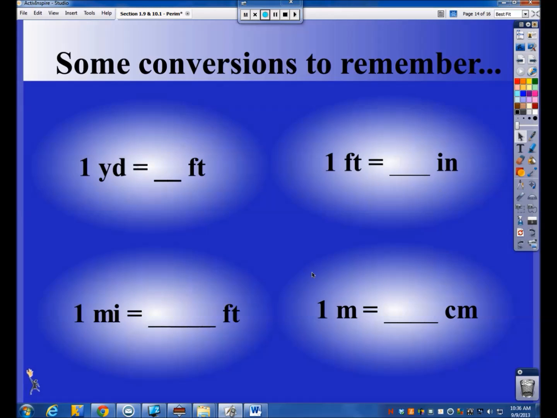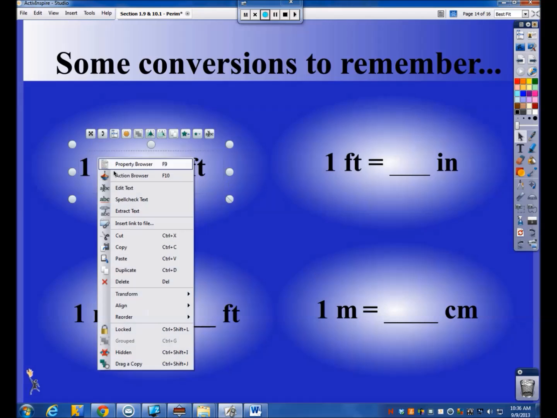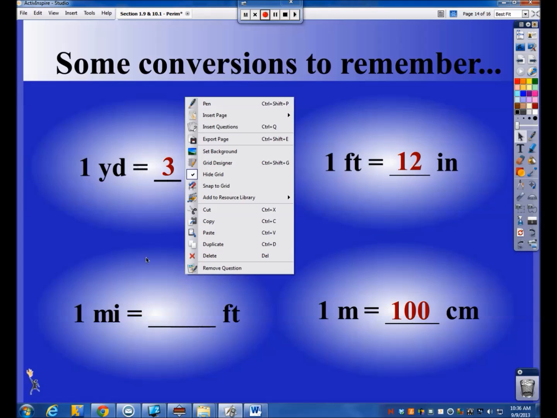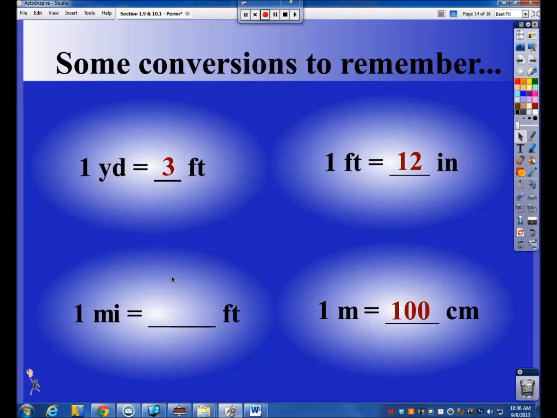All right, some other conversions that I hope to goodness you guys know. Definitely, we just talked about this one. There are 3 feet in a yard. There are 12 inches in a foot. Then metric, sometimes we'll use some metric stuff, but there are 100 centimeters in a meter, which I'm sure most of you remember. This is the one thing that maybe I only get about 5 people remember: how many feet there are in a mile. And it seems like such a random number, but it's 5,280 feet in a mile. You definitely want to remember that one.